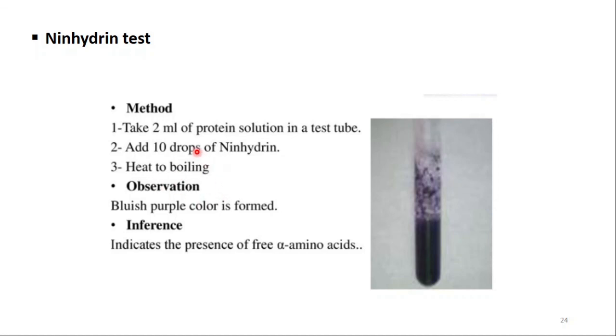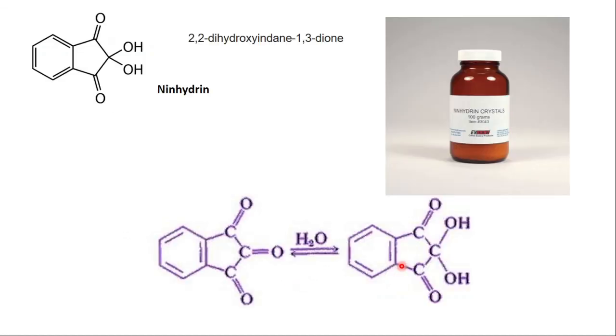So what you do is add ninhydrin drop by drop to the protein solution, heat it, boil it, and then you can cool it. During the time of boiling itself you will start seeing the formation of this bluish purple color. This indicates the presence of alpha amino acids. This is not answered by all proteins. The proteins which have alpha amino acid, or the alpha amino acid itself, will show this bluish purple color.